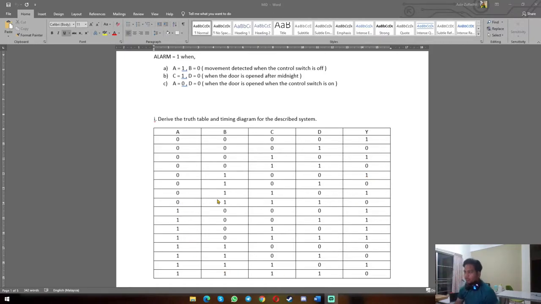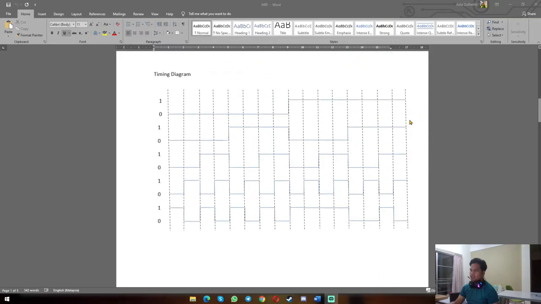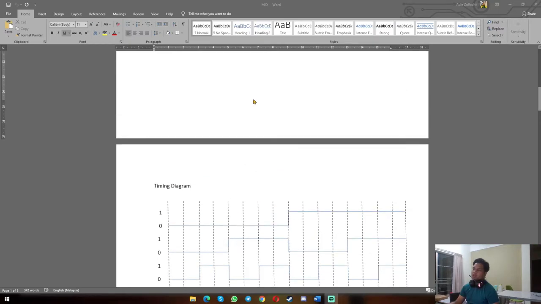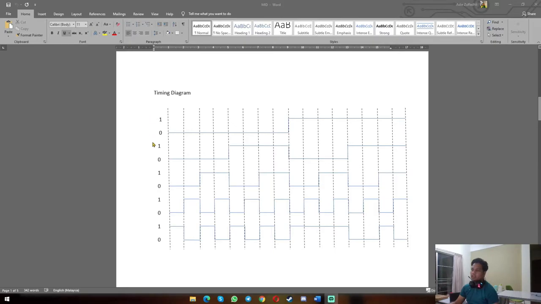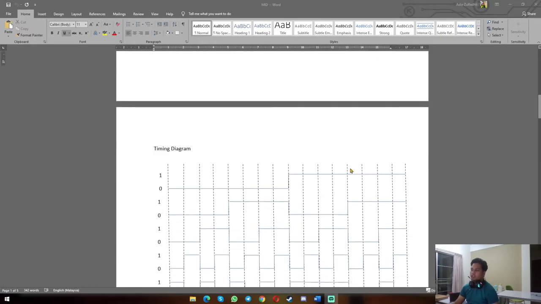Others, no. So there are 1, 2, 3, 4, 5, 6, 7, 8, 9 outputs which are Y equal to 1, when we follow the statement given. Okay. So next, for the timing diagram, we just follow the truth table. So here is A, B, C, D, and Y. So from the truth table, we can get the timing diagram.